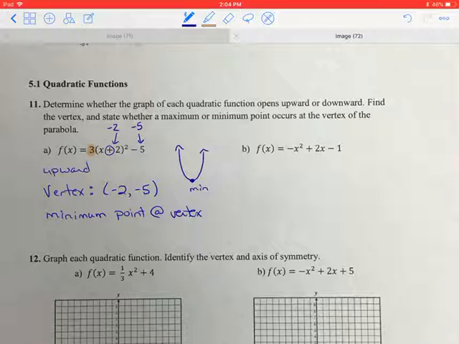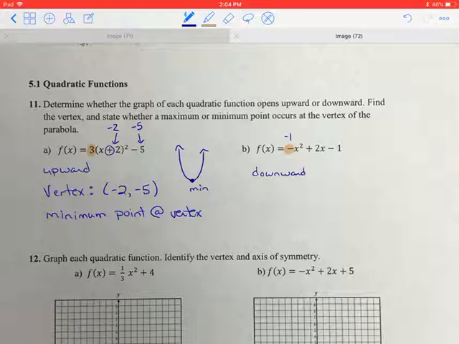Okay, so now let's look at part B. I want to start with whether it opens up or down. So my a value is actually right here. So my a is a -1. So if it's negative, it is going to open downward.